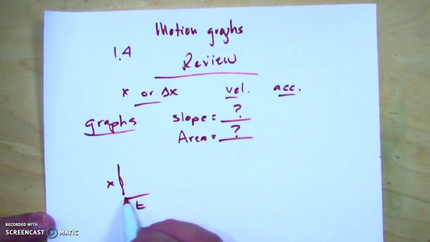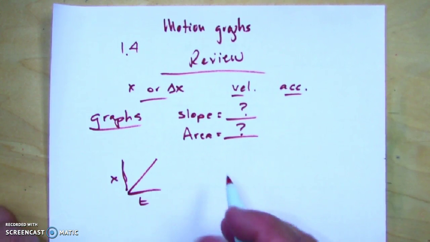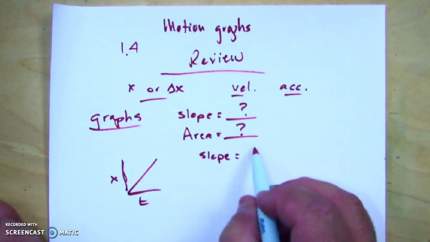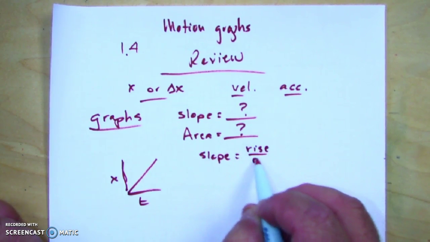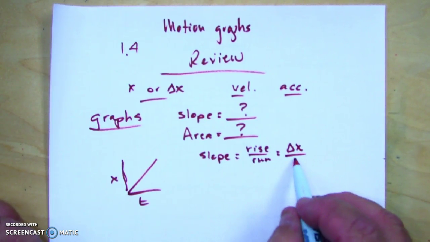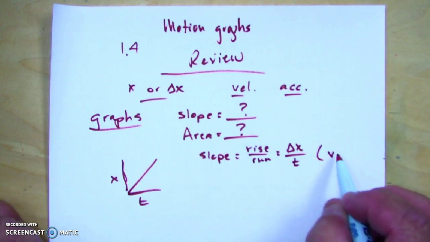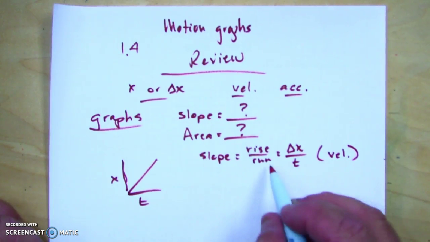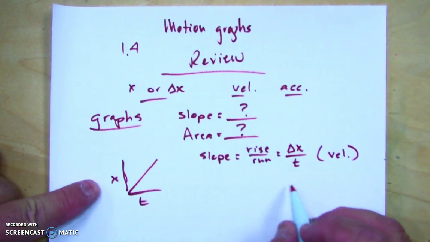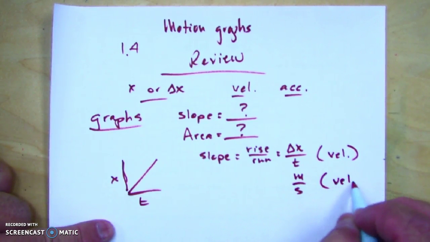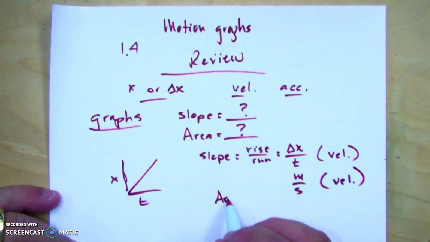So if I have an x versus t graph, and here's the shape of it, it doesn't actually even matter right here. To check these two, let's go slope. Well, from the 5th grade, you remember slope is rise over run. In this case, the rise is delta x, the run is t, and x over t is equal to velocity. You can also do it with units. We know it's rise over run. Well, x is going to be measured in meters, time is going to be measured in seconds. That's also velocity.